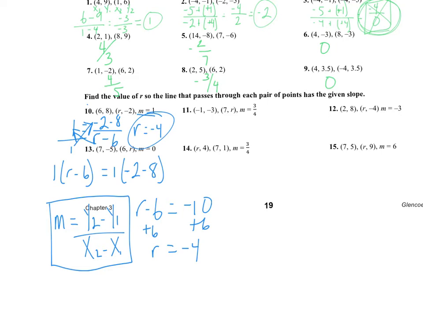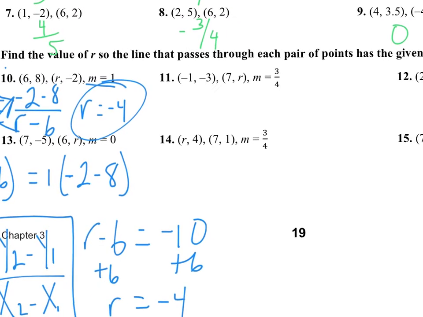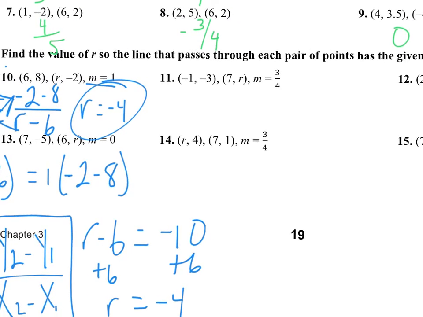We can also solve them with just some good old-fashioned common sense too. And I'll show you that method here on number 11. So let's hop over here. And I'm still going to set it up the same way. So I'm still going to say, hey, 3/4 is equal to, and then let's go through the y2, in this case r. y1 is negative 3. And this one's over x2, 7, minus x1, negative 1.